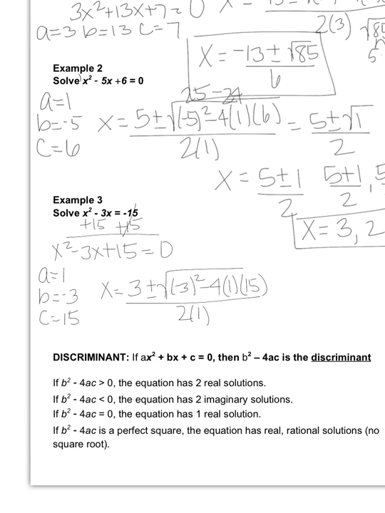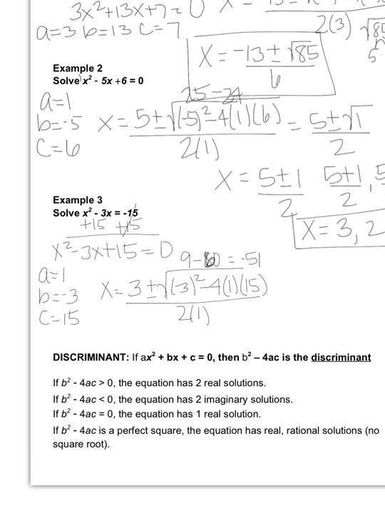So from here, we're finding the number under your radical. Negative 3 squared is 9. You're subtracting, that's going to give you minus 60. So 9 minus 60 would give you negative 51.